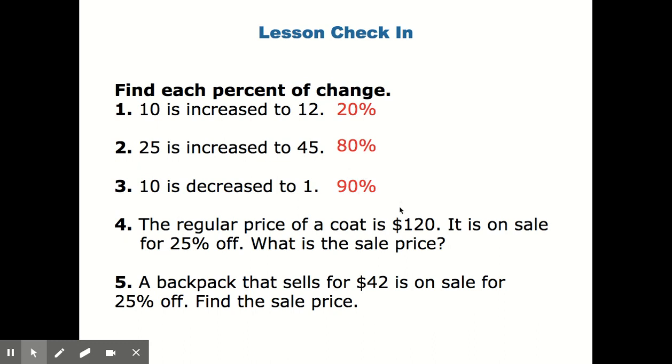The regular price of a coat is $120. It is on sale for 25% off. What is the sale price? $90. And then finally, a backpack that sells for $42 is on sale for 25% off. Find the sale price. That would be $31.50.